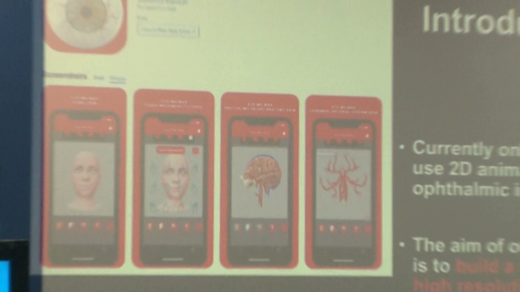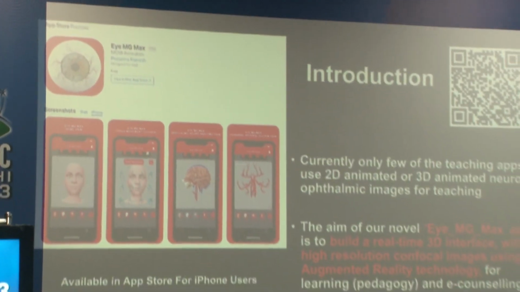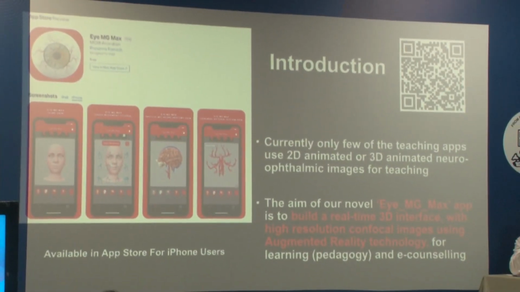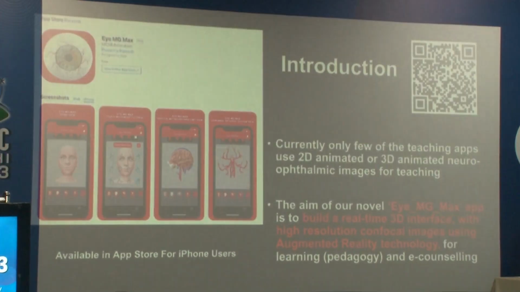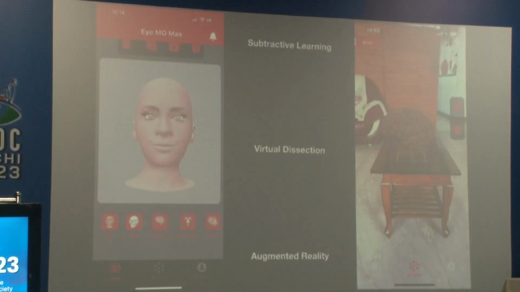Yeah. So this is a neuro-ophthalmic app that we devised. There were a lot of theoretical limitations, especially when it comes to neuro-ophthalmology and non-dissectable structures like the cavernous sinus, the circle of Willis, or the complex neuroanatomical structures. Keeping that in mind, we wanted to devise a digital application called the IMG Max, where we use 3D animated ophthalmic images, more than unanimated images. We built a 3D interface with real-time confocal images for learning as well as for e-counseling.